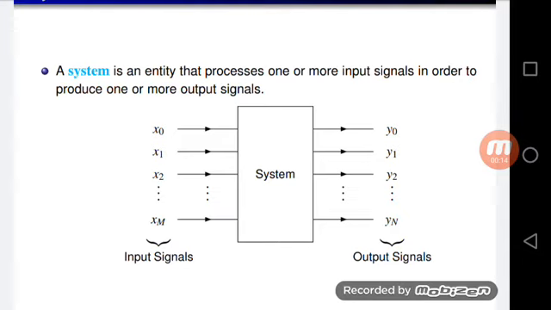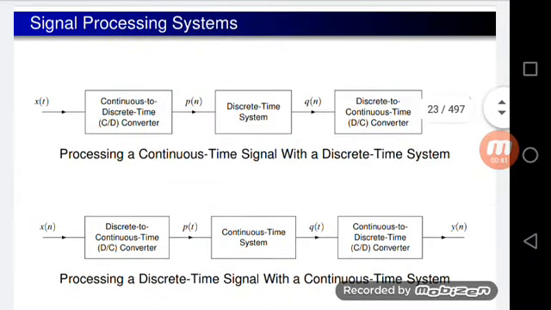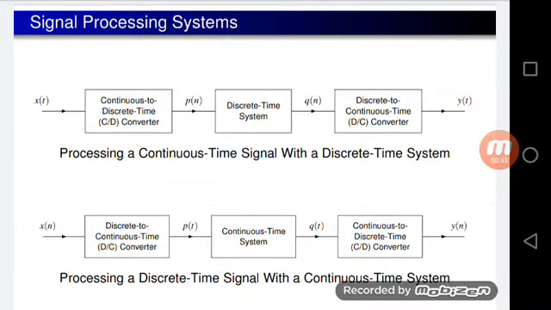A system is an entity that processes one or more input signals in order to produce one or more output signals. That means the major working function of a system is that it will receive a number of input signals and transmit a number of output signals from the output side. So in this diagram we are seeing several elements to convert the signals, in the form of either C by D or D by C.